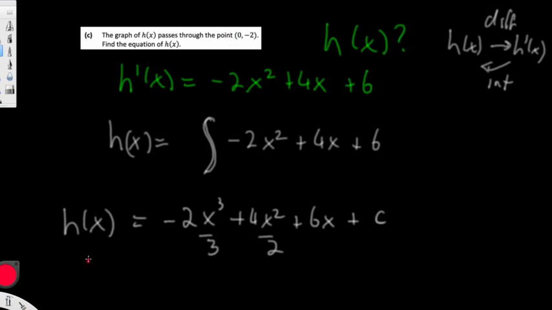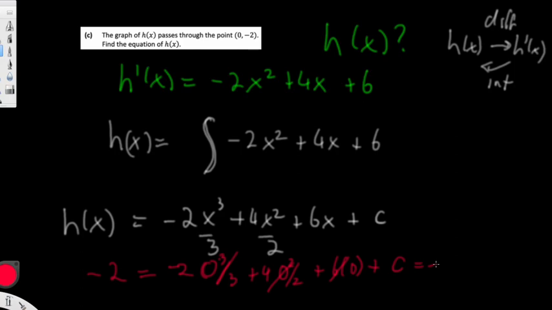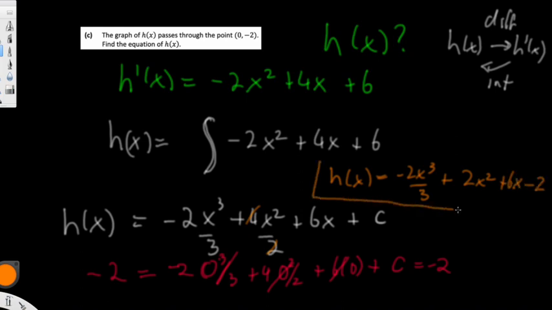So h of 0, well, we know that that's going to be -2, which is equal to -2 times 0 cubed over 3 plus 4 times 0 squared over 2 plus 6 times 0 plus c. So everything goes except for the c, which ends up being equal to -2. So that tells us in the end that h of x is equal to -2x cubed over 3, they cancel, plus 2x squared plus 6x minus 2.